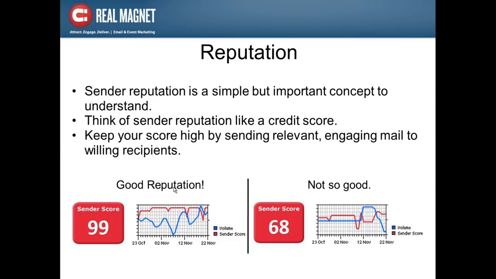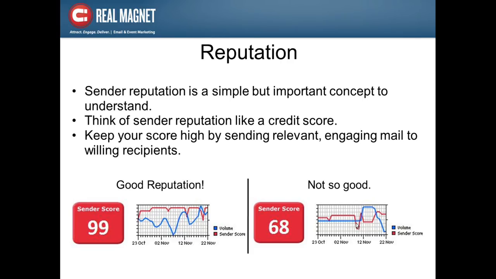On the left is an example of the sender score of a Real Magnet client. It has a very good reputation score. On the right is actually the reputation score of an email that I fished out of my junk folder for the express purposes of creating a bad example.